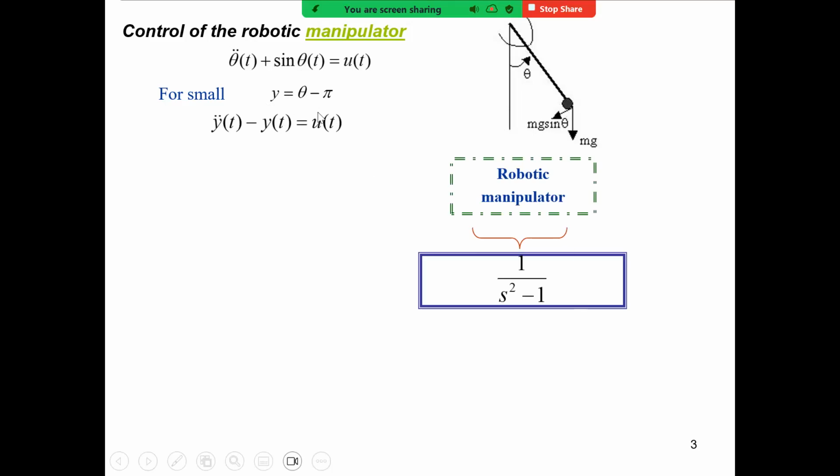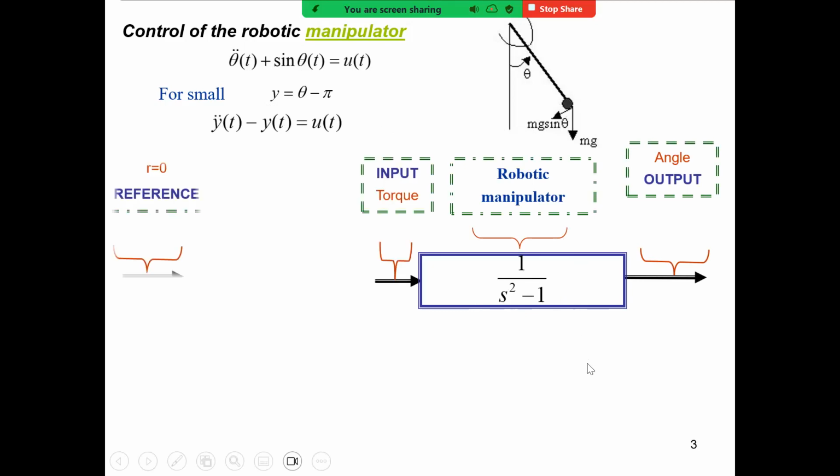Once you have the linear system, we have all the tools to use. We can use the Laplace transform, then we get the transfer function. This is the transfer function describing the robotic manipulator. Now we want the output to go to 0. Y going to 0 means theta goes to pi, staying upright.